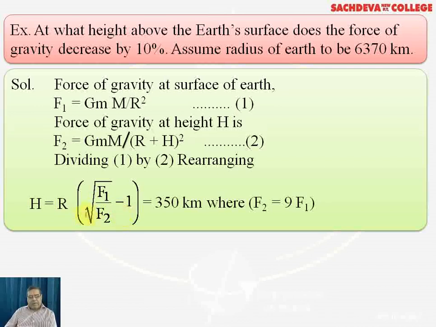So after elimination of all other values, we find the height at which the satellite is moving is r into (under root F1 over F2, minus 1). And that is given to us, that is 350 kilometers. So h is equal to r times (under root F1 over F2 minus 1), and that is equal to 350 kilometers, where F2 is 9 times of F1.